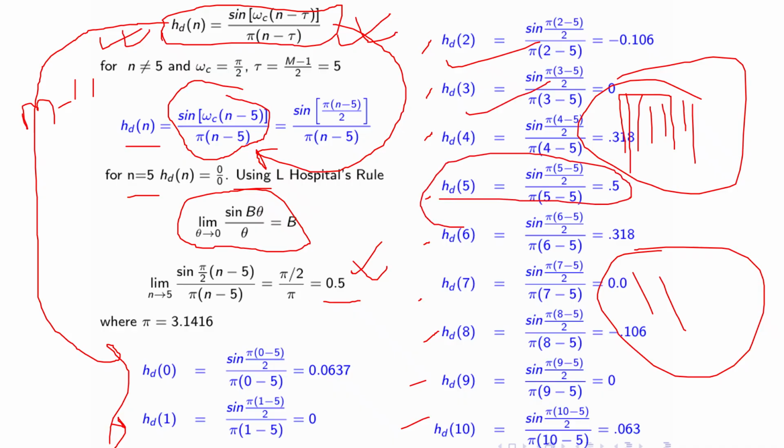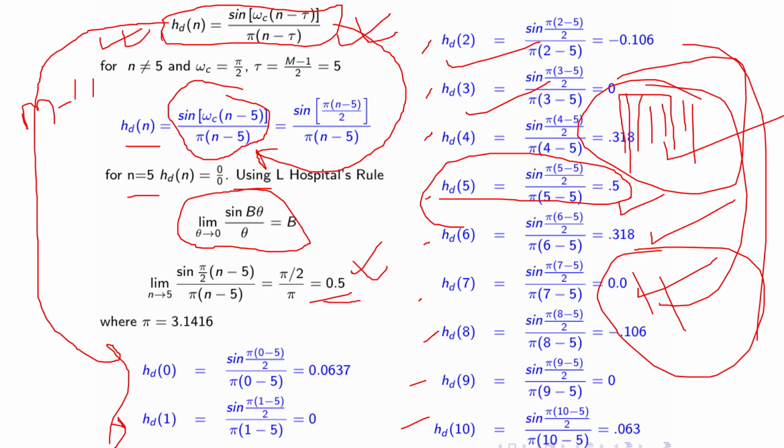You can check 5 is already the center, located at the center, so this is 0.5. So already we got it. And if you check, then 6 and 4 both have the same values, and 7th and 3rd again the same values, and 2 and 8 again the same values, then 9 and 1 again the same values, and h0 and h10 both have the same values. What does it mean? Both are symmetric, that we have already discussed for odd symmetric in our previous session.